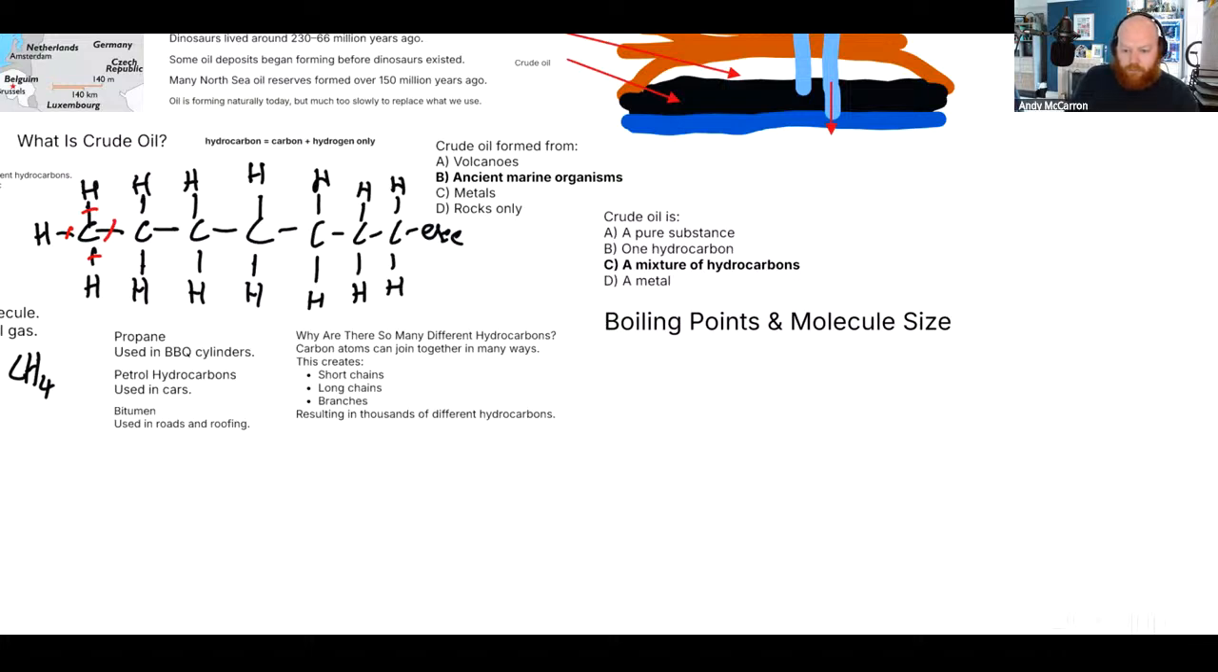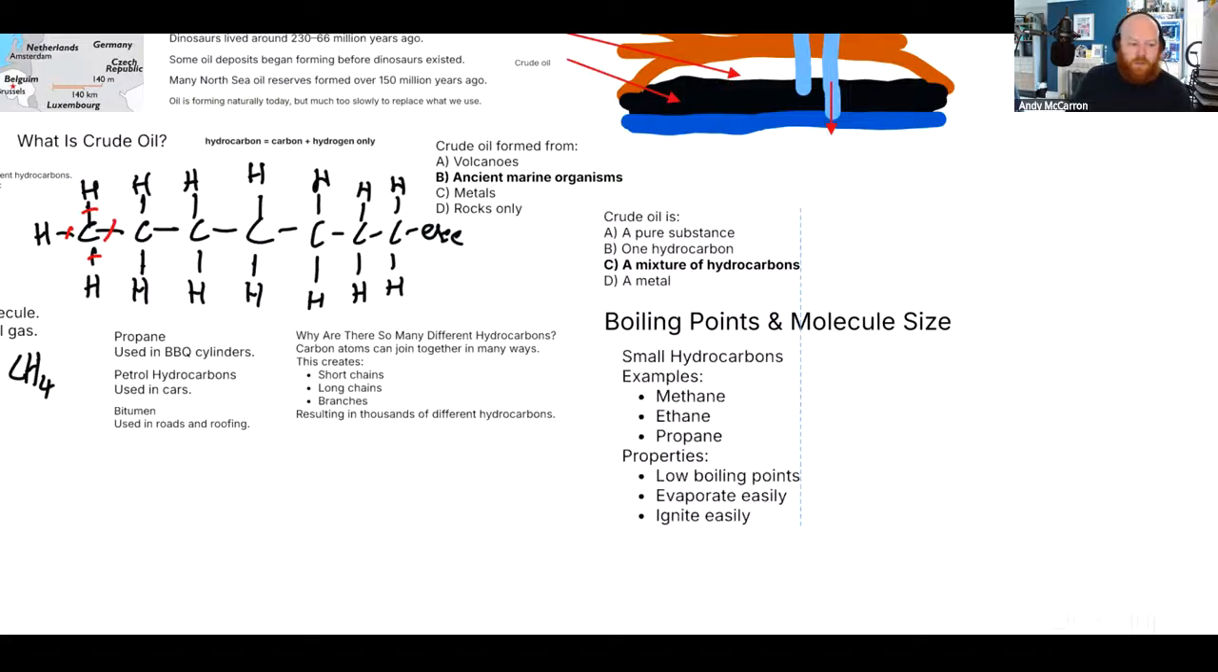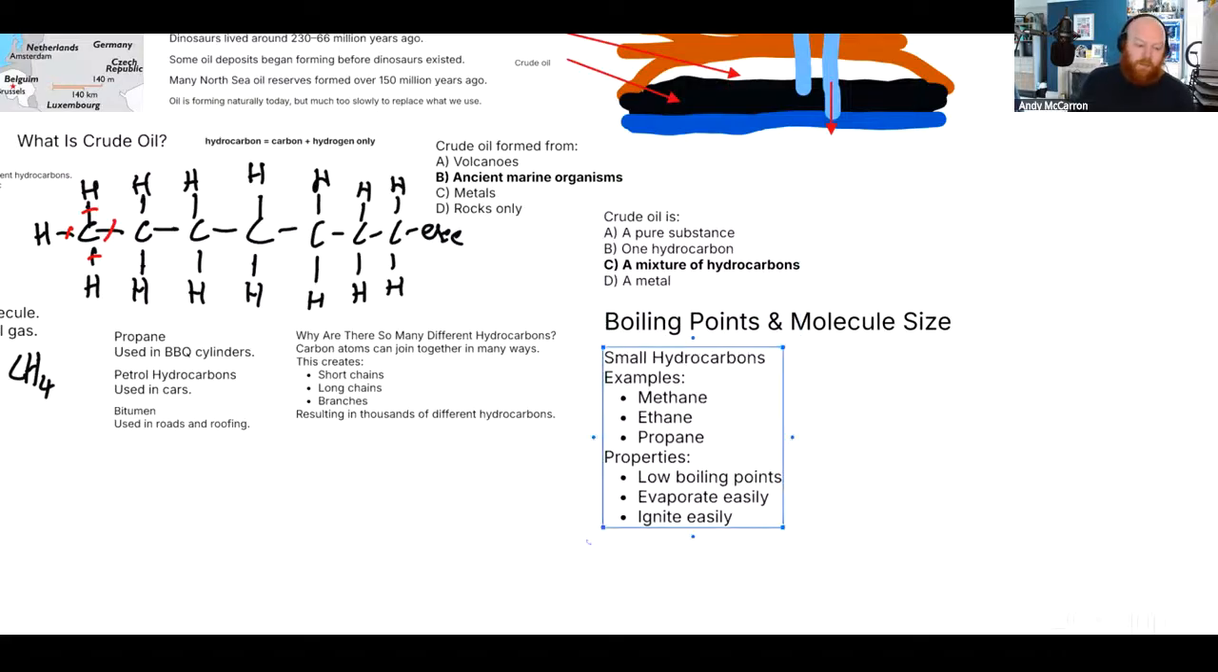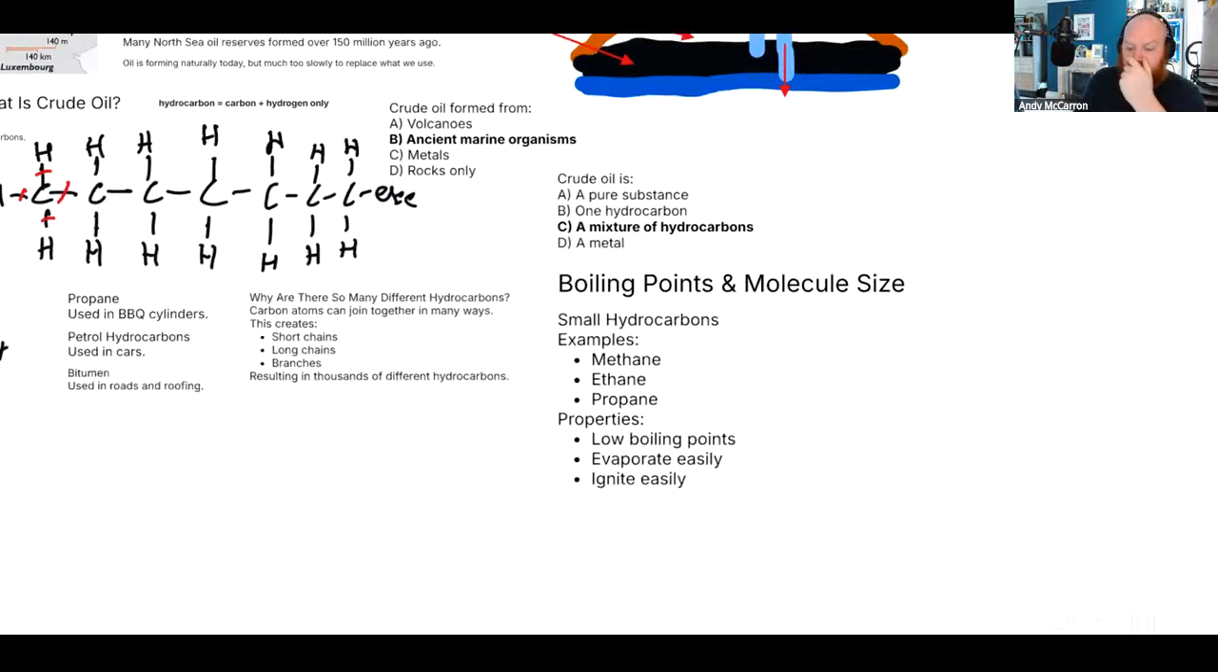So, if it is a small molecule or a small hydrocarbon like methane, ethane, propane, butane, they always have a much lower boiling point. They evaporate really easily. And if you're not 100% sure of what evaporation means, it means that it's turned into a gas state and it is released to the surroundings.